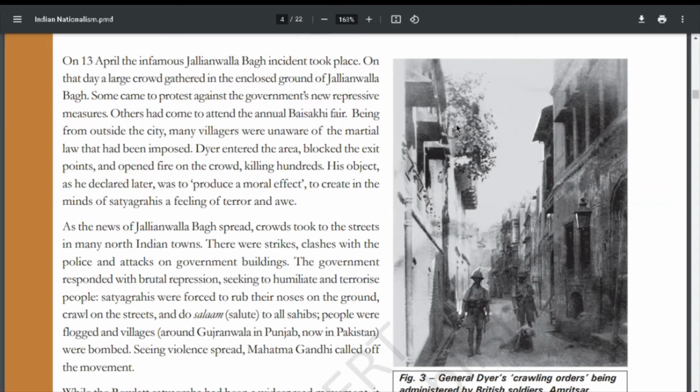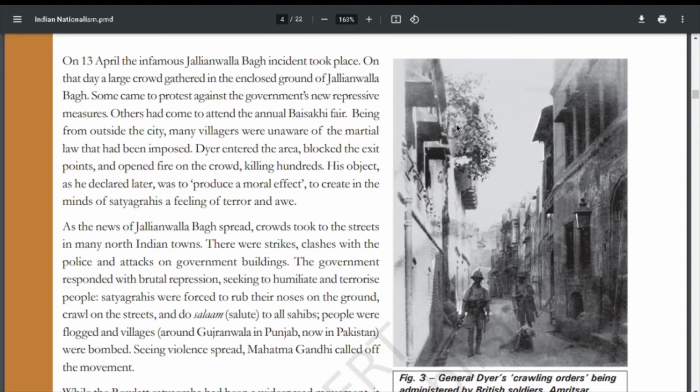His object, as he declared later, was to produce a moral effect, to create in the minds of Satyagrahis a feeling of terror and awe. As the news of Jallianwala Bagh spread, crowds took to the streets in many North Indian towns. There were strikes, clashes with police, and attacks on government buildings. The government responded with brutal repression, seeking to humiliate and terrorize people.